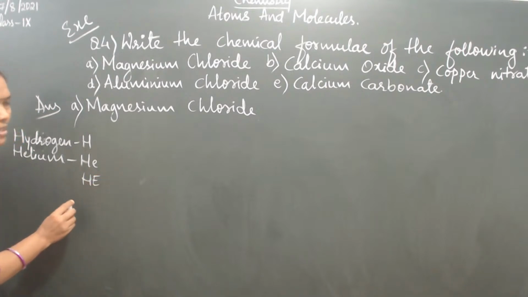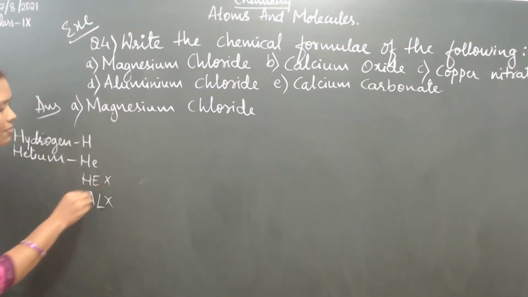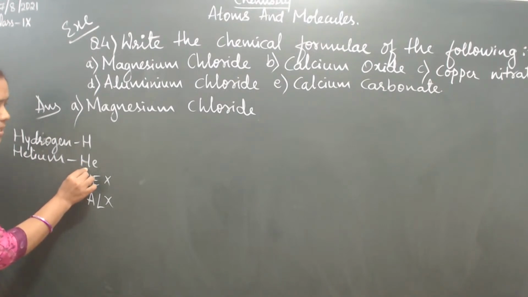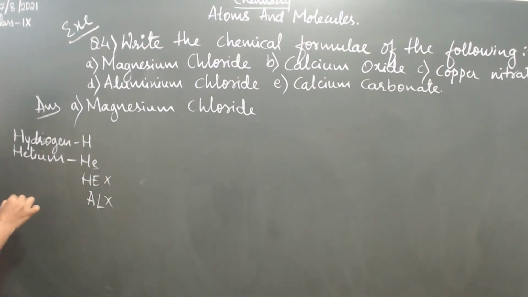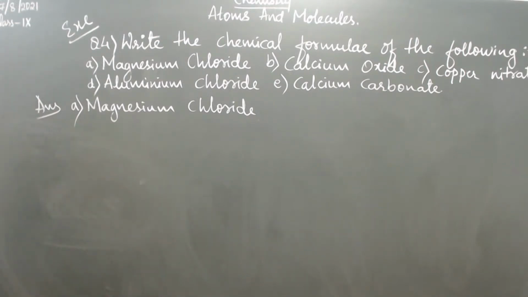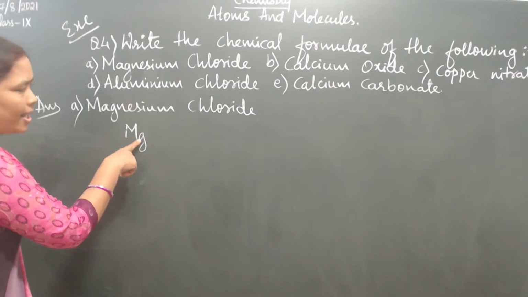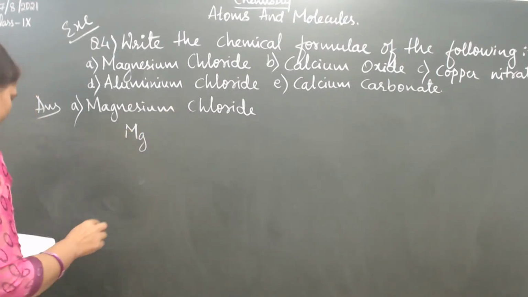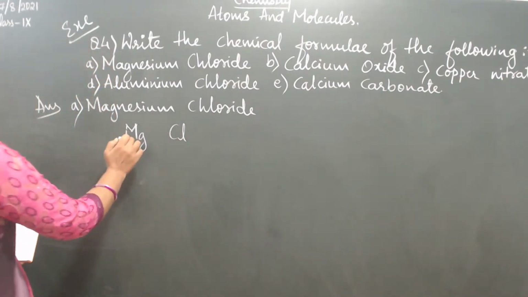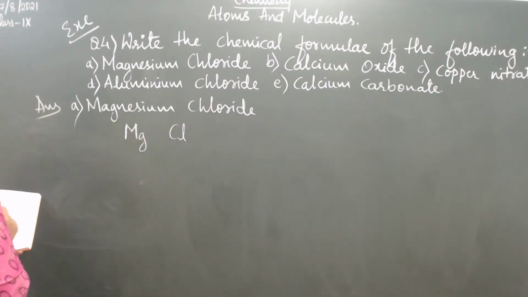Some of the students will write HE, and for aluminium they will write AL. These are the wrong ways of writing the symbol for the elements. So please write the first letter in a capital letter and the second letter in a small letter. Here, magnesium: what is the symbol for magnesium? Mg, capital letter M and small letter g. For magnesium chloride, the magnesium symbol is Mg and the chloride symbol is Cl.